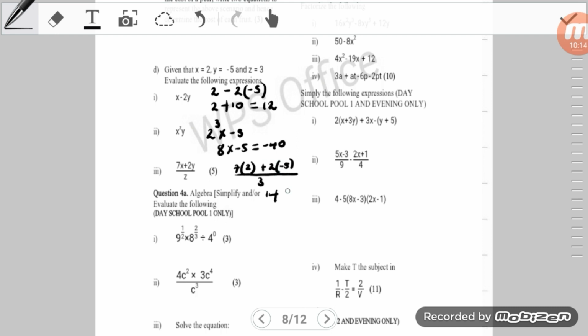And 2 multiplied by -5, that's going to give us -10, divided by 3. So 14 minus 10 is 4, divided by 3. You can leave your answer as 4 over 3, or you can write it as a mixed fraction, 1 and 1/3, or you can write as a decimal, 1.33333.